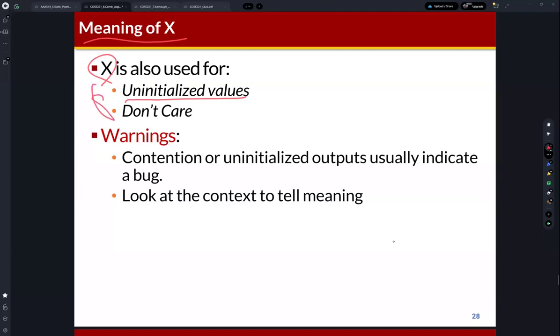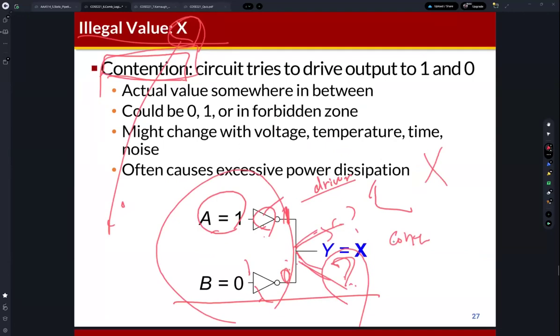So we need to distinguish these different uses of the X. If X represents contention, then we need to avoid these situations. But sometimes we can use X for representing a don't care value. Don't care means that this bit can be 0 or 1. For this case, it is okay actually. If we just use X for representing don't care, then it's okay. But if we observe contention in a circuit, then it's not okay.